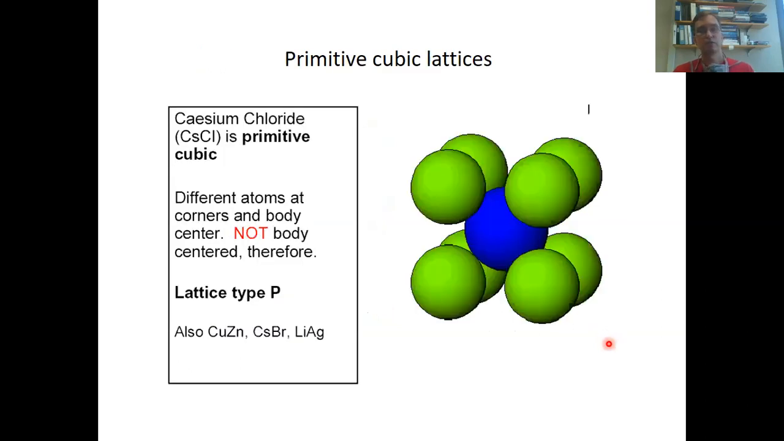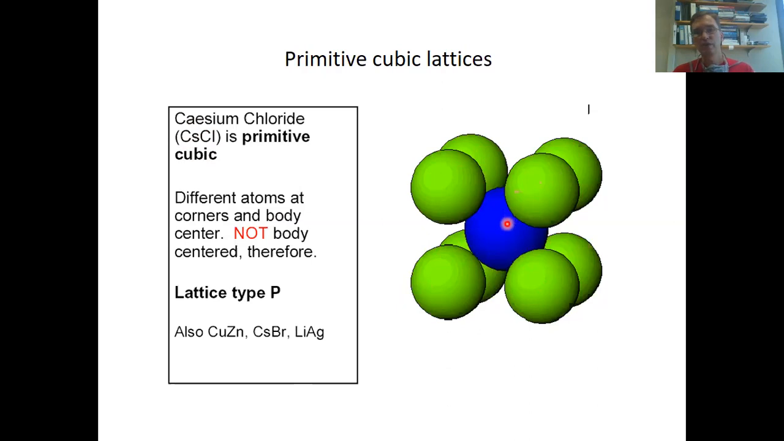All right, what else is possible? Well, then there's of course the primitive case possible. Okay, it is important to understand though that primitive does not necessarily mean that there's no atom in the center of that primitive cubic cell. So for instance, in cesium chloride, we have a primitive cubic cell. So we have chloride ions on the corners of that unit cell, and the cesium is in addition in the center.